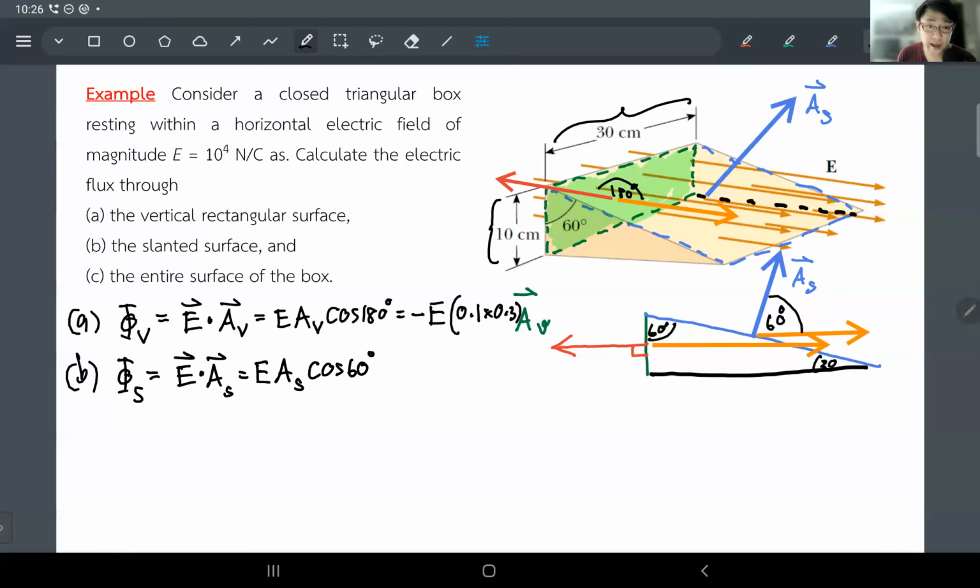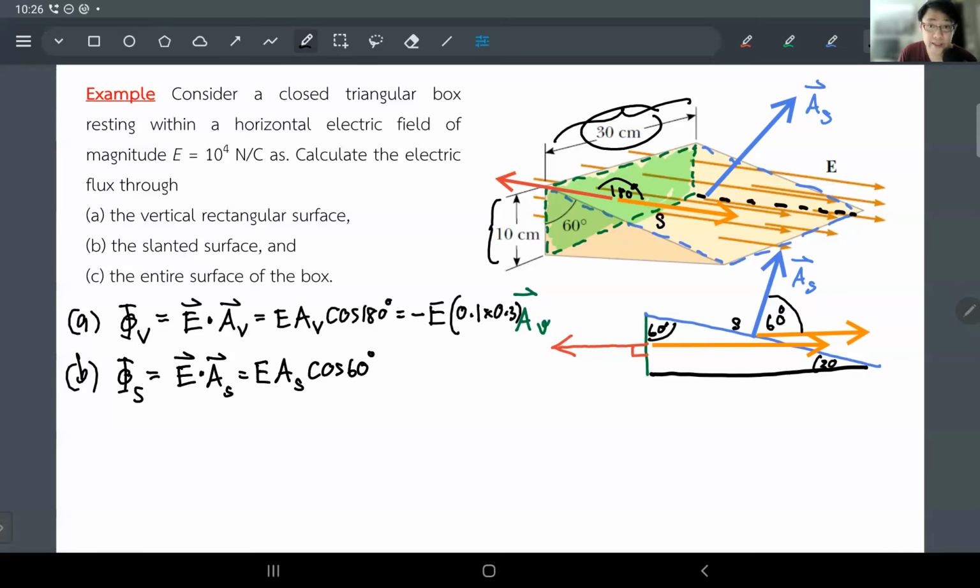So the only thing left for you to do is just figuring out the magnitude of A sub S, which is the slanted surface right there. But that's no big deal. I know the width is still 30 centimeters. Then all I need is just that hypotenuse there. Let me call that hypotenuse X. Well, if you don't like X, I can call it S or something. Okay, so that hypotenuse there is S.